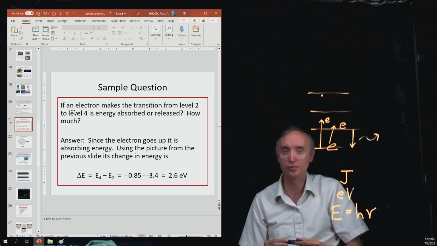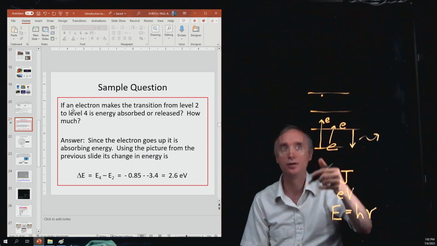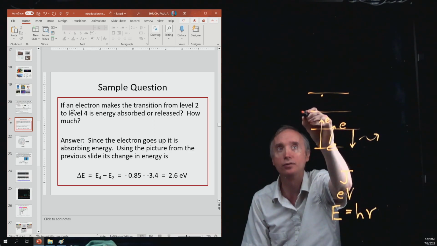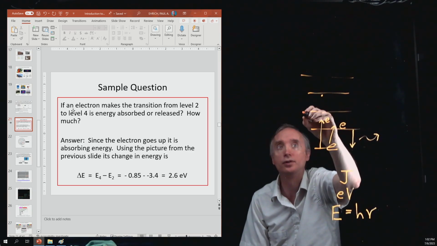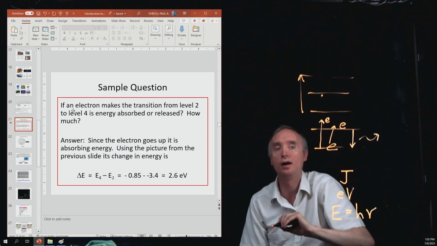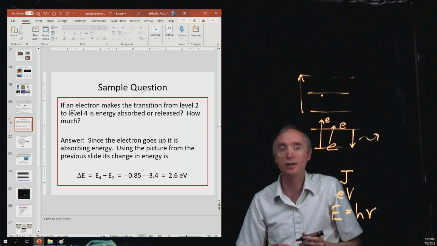Okay, now it's going from 2 to 4. So it's going from here up to here. It's going up. So that must mean it's absorbing the energy.